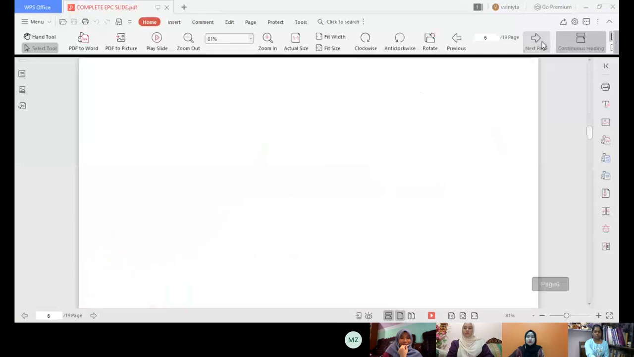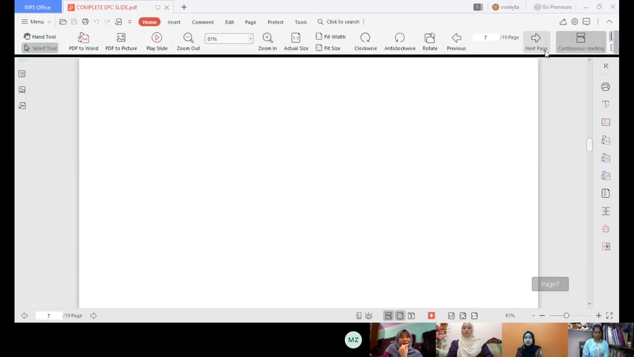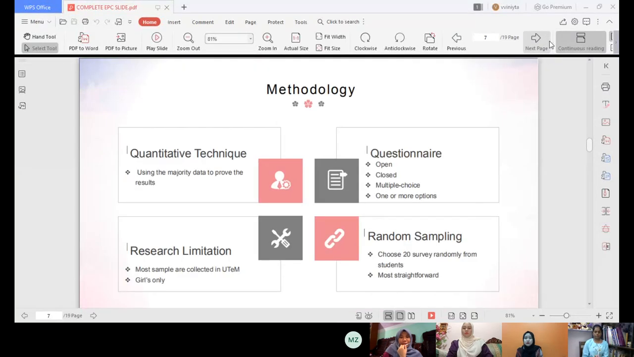Next slide. Methodology. Hi, my name is Wani. Here I want to explain the methodology of our topic. The first point of methodology is quantitative technique. We are using the majority data to prove the result.